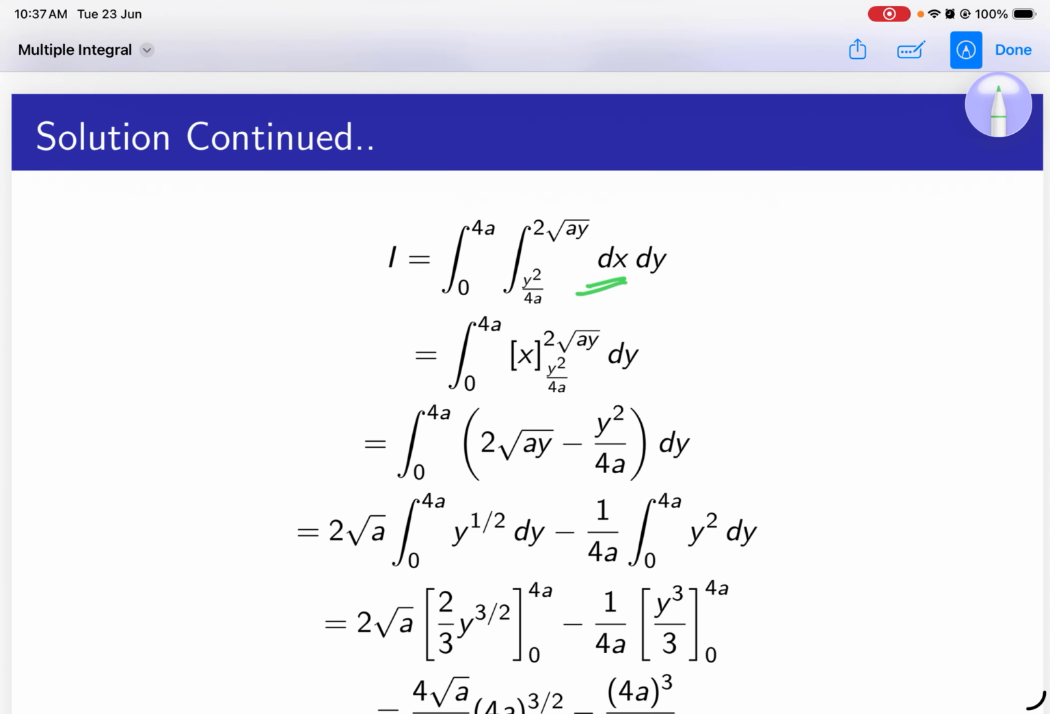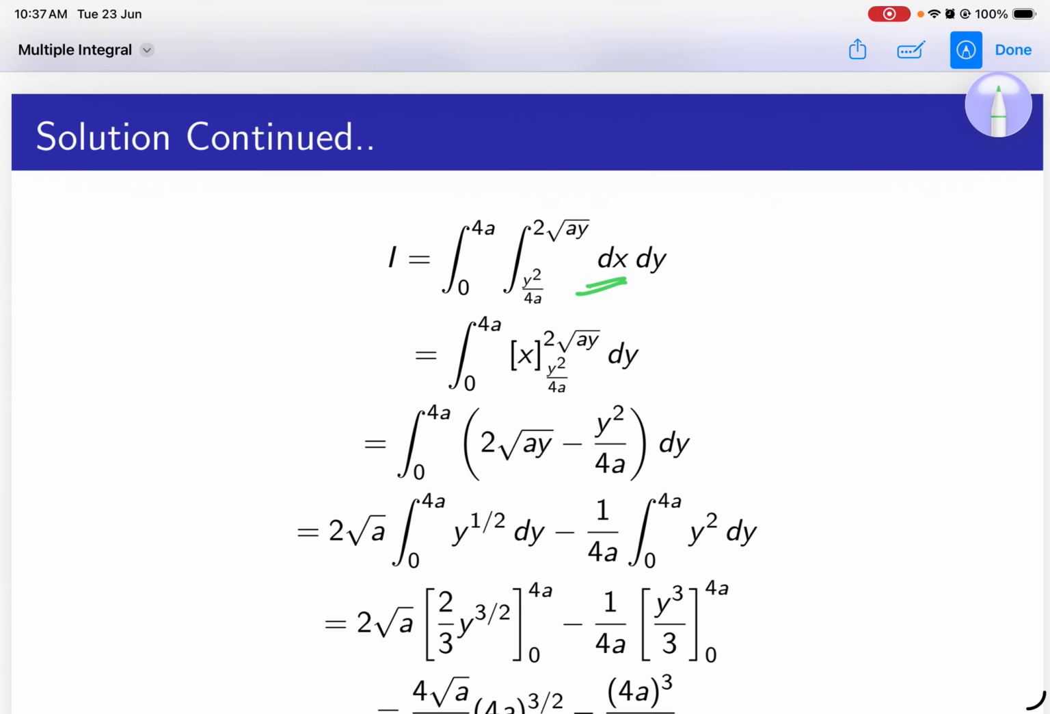the outermost integration. So 2 times root a is constant, take it outside. Integral of square root of y, that is y power 1 by 2, minus 1 by 4a times y squared, from 0 to 4a, dy. What is the integral of x power n? This is the formula: integral of x power n dx is x power n plus 1 divided by n plus 1. So y power half plus 1 is 3 by 2, divided by 3 by 2, minus 1 by 4a. The integral of y squared is y cube by 3. Here the upper and lower limits are 0 to 4a.